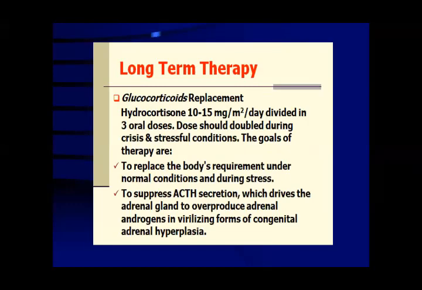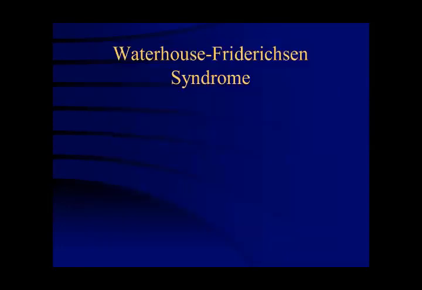And in long-term therapy, you will give steroid replacement, like hydrocortisone, 10 to 15 milligram per square meter per day. This is divided into 3 daily doses, and those should be doubled during crisis and stressful conditions. The goal of the therapy is to replace the body requirement under normal conditions and during stress, and to suppress the ACTH secretion, which drives the adrenal gland to overproduce adrenal androgens in the virilizing forms of congenital adrenal hyperplasia. Waterhouse-Friderichsen syndrome, we will talk about in the next lecture, inshallah, after Eid.